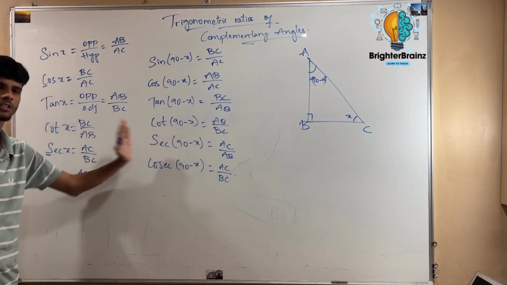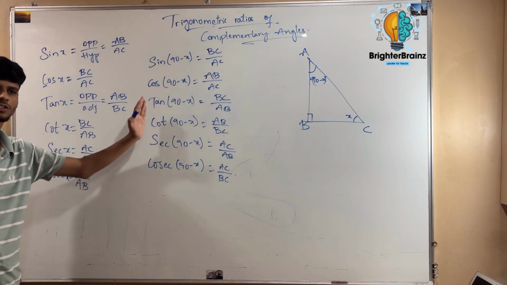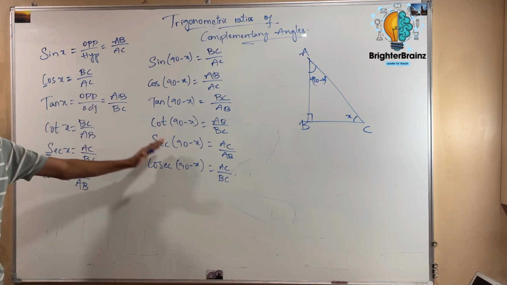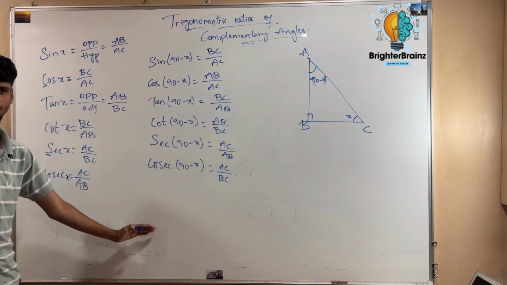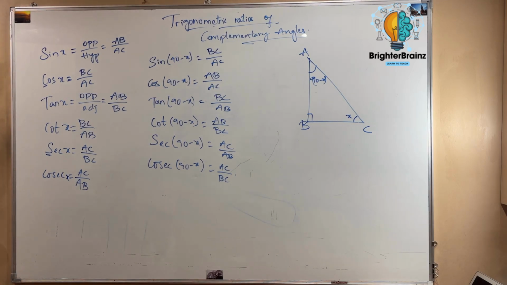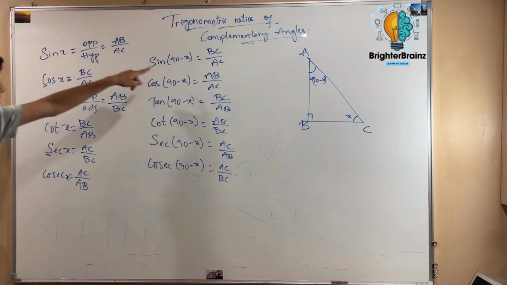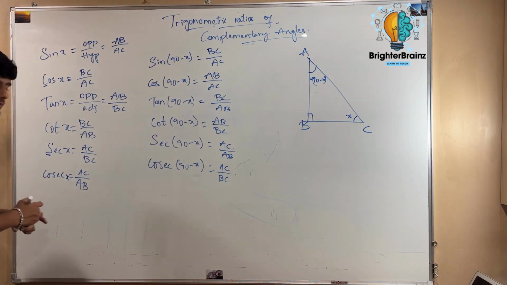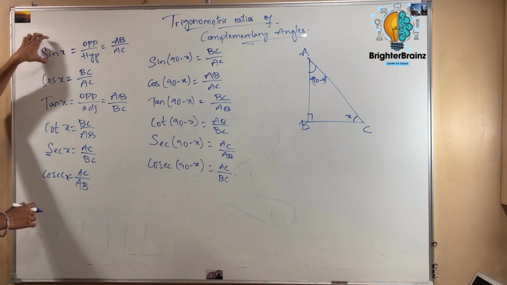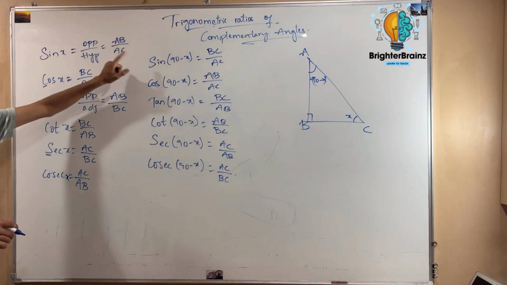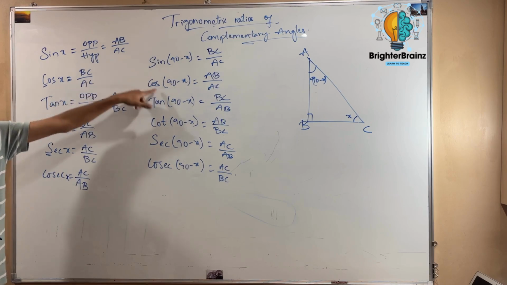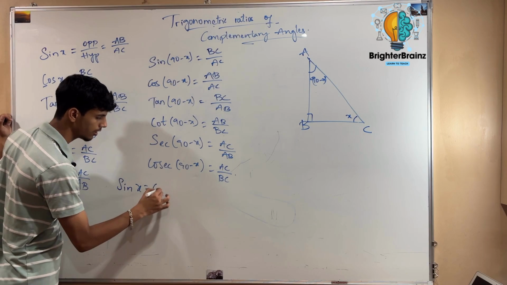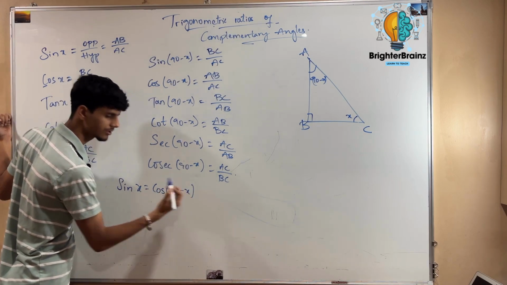Look at the relation between these ratios. Are any ratios equal here? Just observe keenly. Sin x is AB by AC. Is there anything here with AB by AC? Cos. So can we say that? Wait a minute. From the first, sin x is AB by AC. For which ratio is it matching here? Cos of 90 minus x, is it? So can we write sin x is equal to cos of 90 minus x?